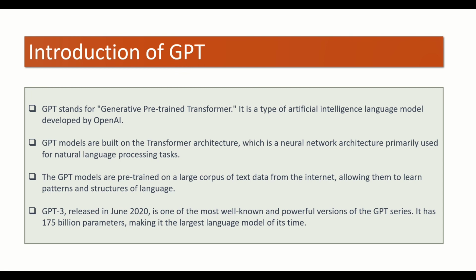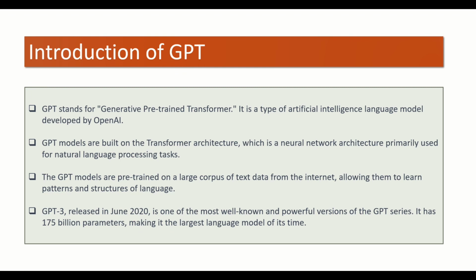If you see the fourth point, GPT-3 was released in June 2020, and this is one of the well-known and powerful versions of GPT because it has 175 billion parameters. That is why it was the largest model of its time. Now GPT-4 is also released, which is trained with more data than GPT-3. So that is all for the introduction part.